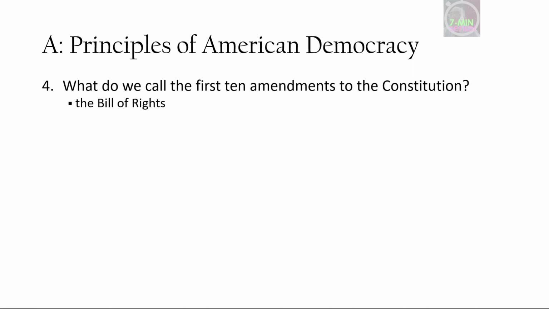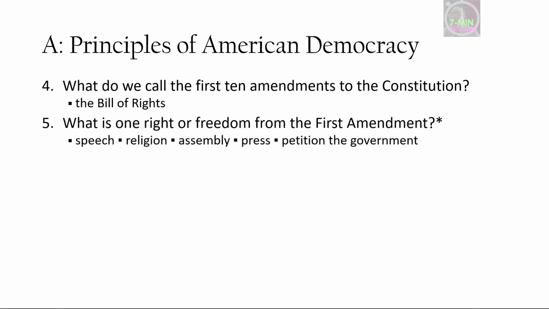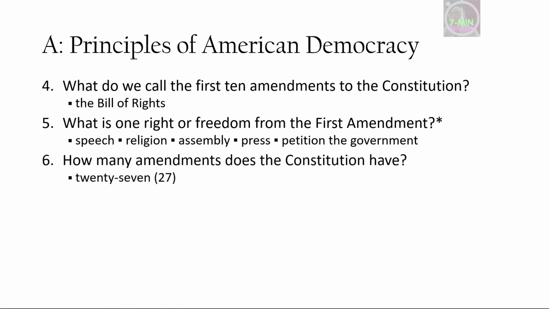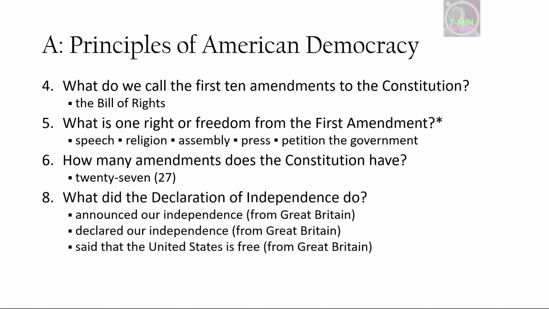What is one right or freedom from the First Amendment? Speech, religion, assembly, press, petition the government. How many amendments does the Constitution have? 27. What did the Declaration of Independence do? Announced our independence from Great Britain. Declared our independence from Great Britain. Said that the United States is free from Great Britain.